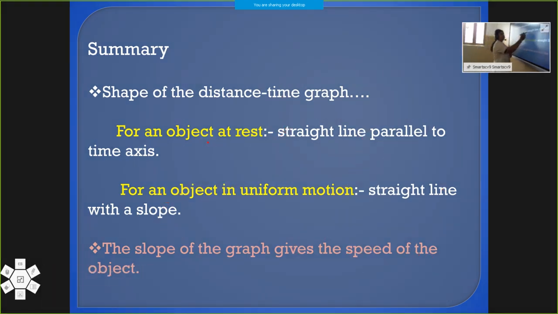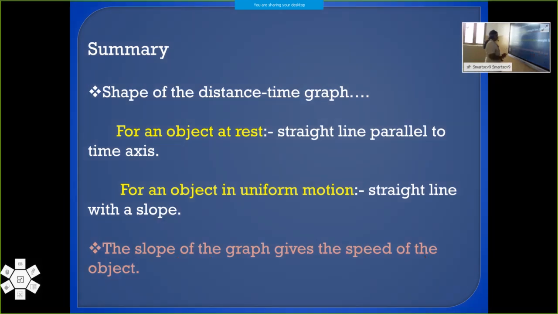For an object at rest, it is a straight line parallel to the time axis. Then what about an object in uniform motion? It is also a straight line, but it has a slope, and the slope gives the speed of the object. If the slope is more, then the speed will be more. Then you can compare the speed of different objects. Clear? Okay. Now we can see some questions.